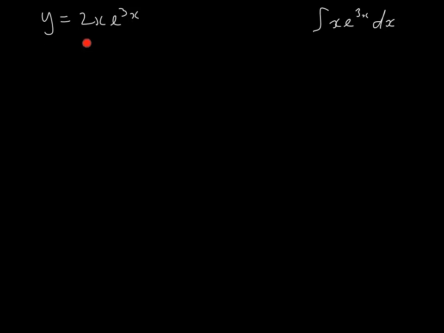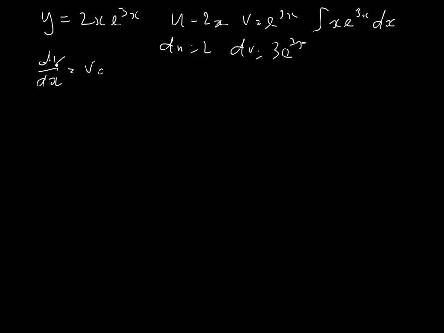Now, what we've got here, it's telling us to differentiate this. So we're going to have a look at this thing here. And we see we've got two functions here, we've got 2x and e to the power of 3x, so we're going to have to use the product rule. So we're going to say u equals 2x and v equals e to the power of 3x. From there we differentiate these, so du equals 2 and dv equals 3e^3x.